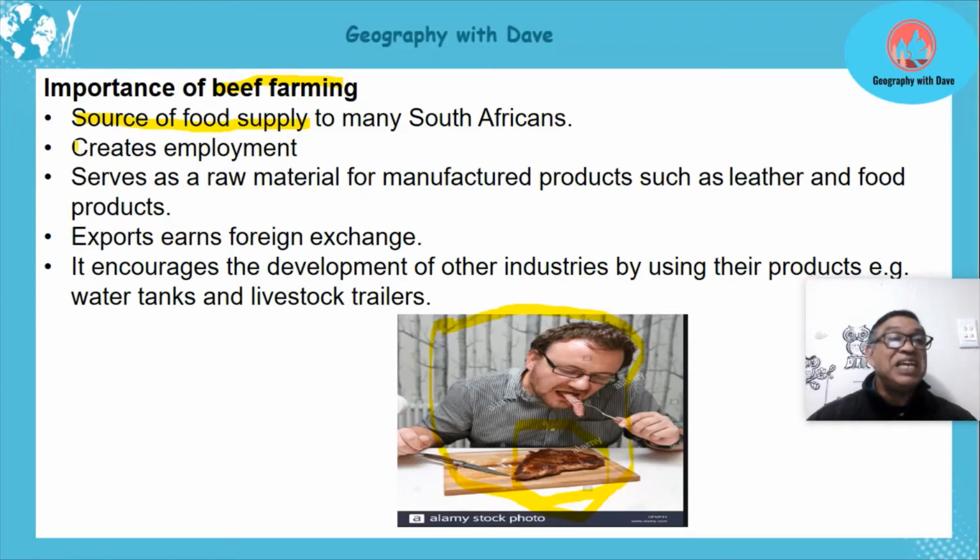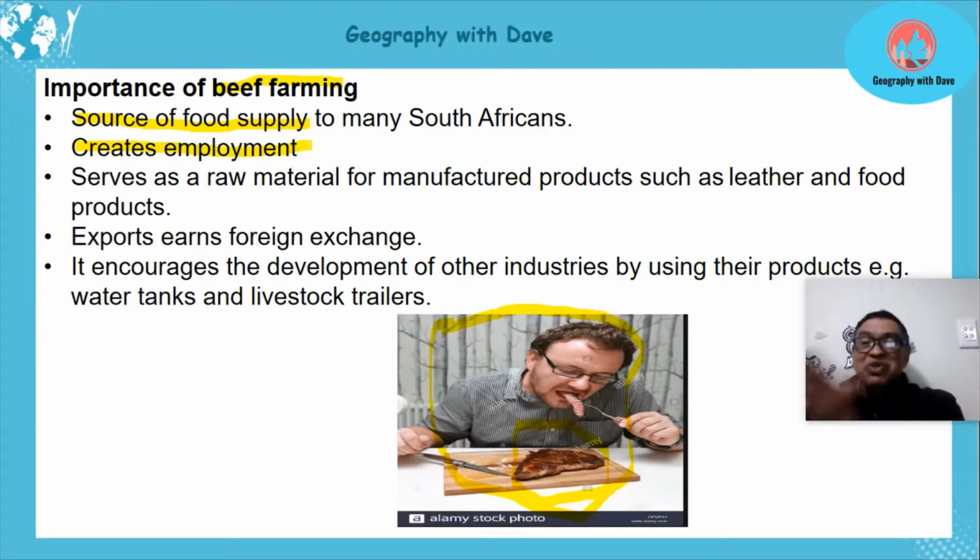It does create employment, people working on the farms and in all other areas. Remember, when we say it creates employment, we don't only talk about the farm. These products are taken and manufactured, so indirectly it's playing its part in the secondary industry.